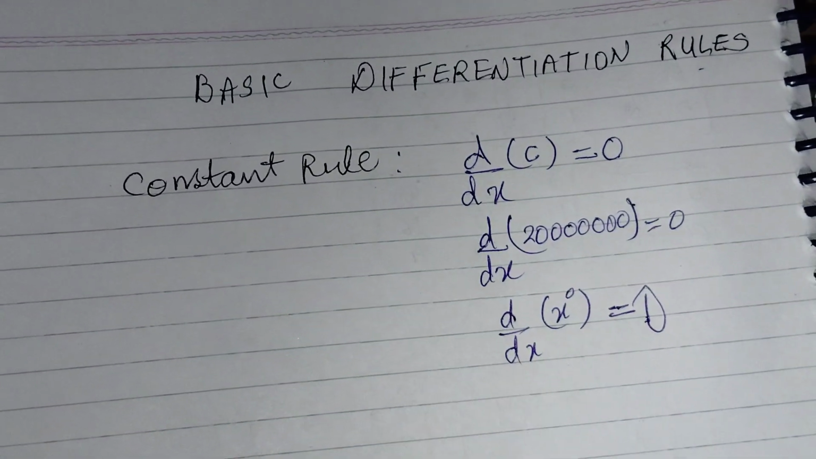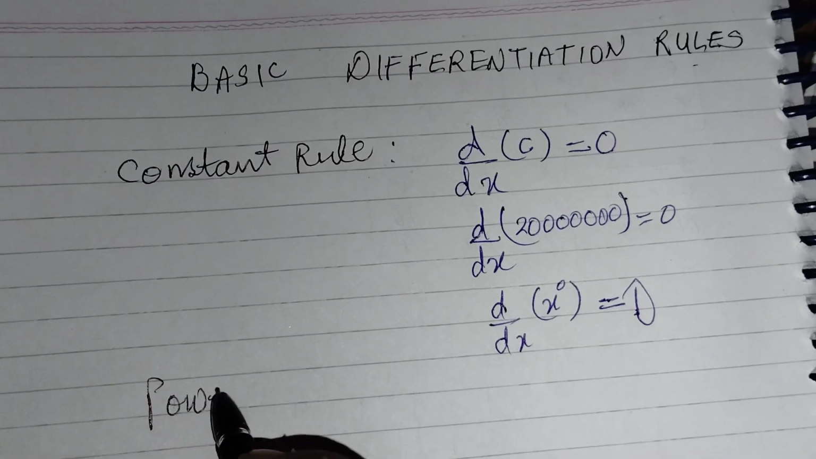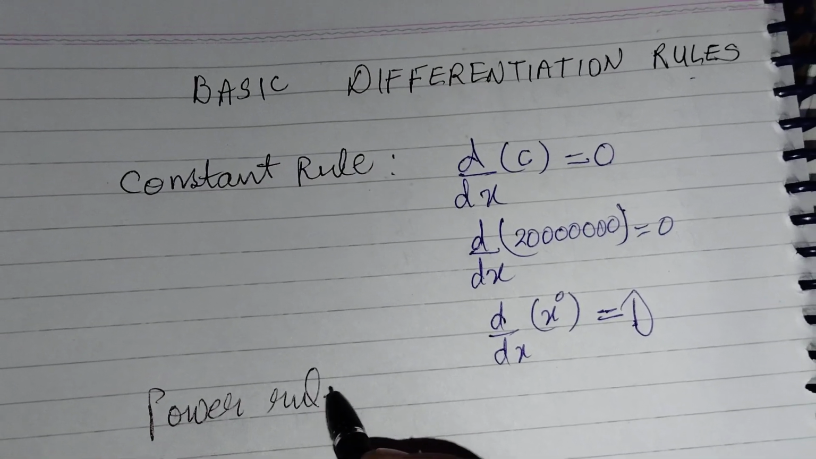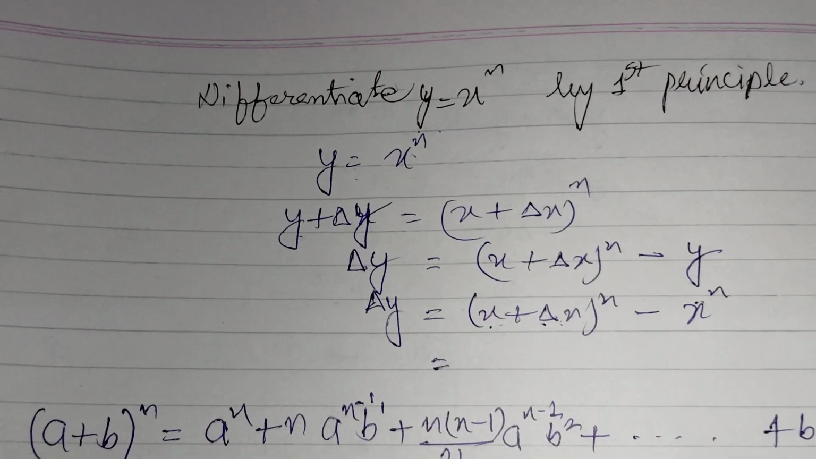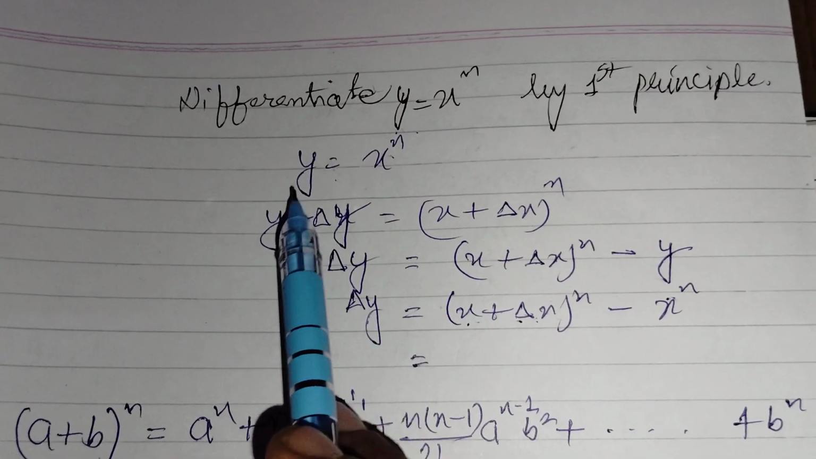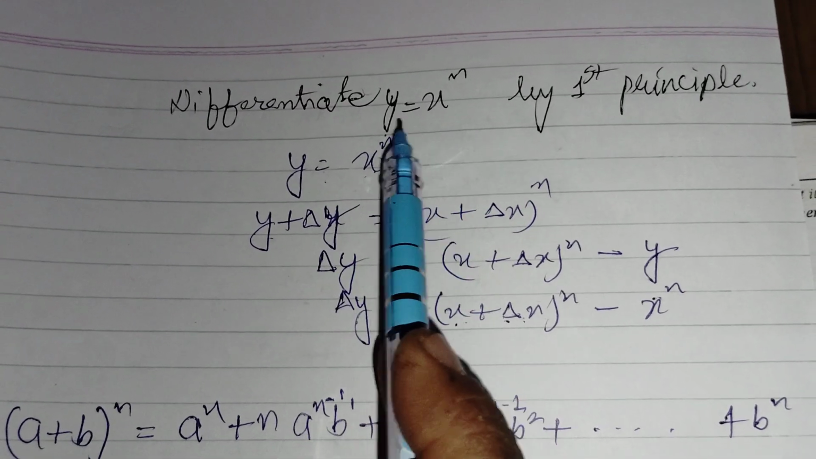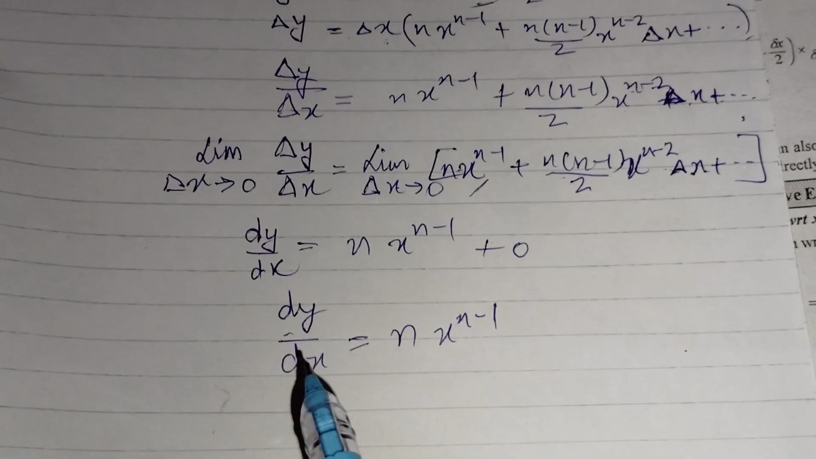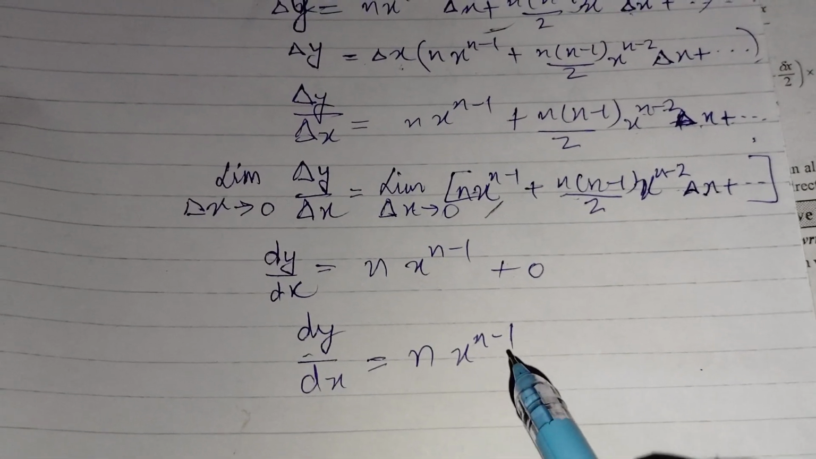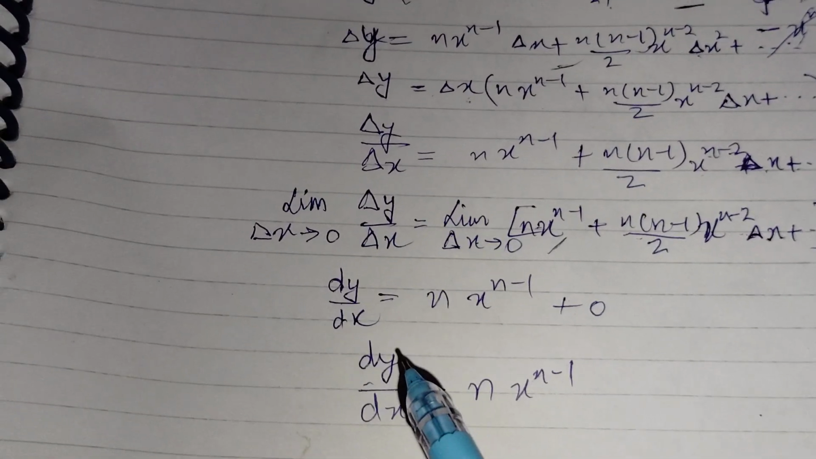Now the second rule is the power rule. In the power rule, if y equals x raised to power n, the differentiation of y equals x power n is n x raised to power n minus 1. This is called the power rule.